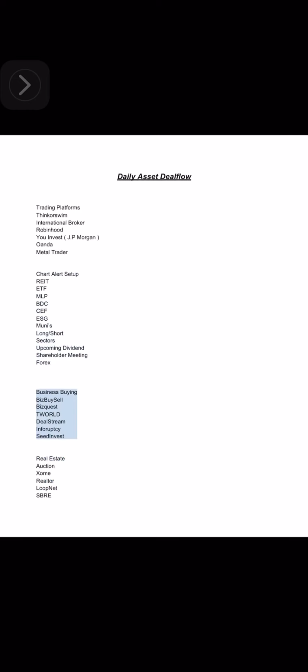Look for loans for sale. Look on Deal Stream for assets. Look for meetings, conferences. Check emails. Go find opportunities. Distress Note. Vendors.